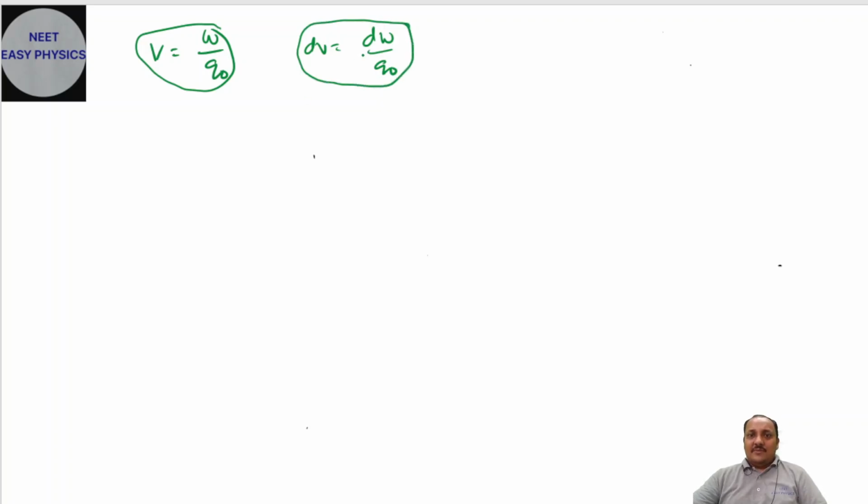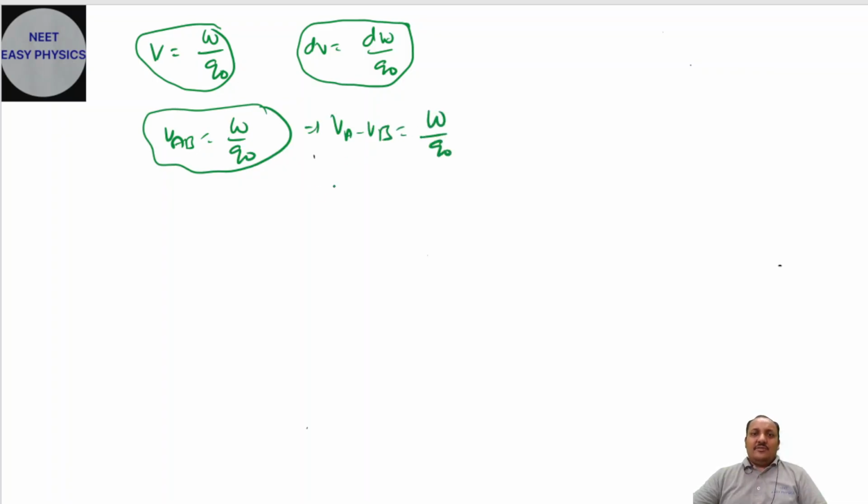These are the formulas you should finally remember. V is equal to W by Q naught. dV is equal to dW by Q naught for a small amount of work done. Next, the potential difference is also W by Q naught, so we write VA minus VB equals W by Q naught. Another one: for a positive charge at some distance R, the potential is KQ by R. For a negative charge, it is minus KQ by R.